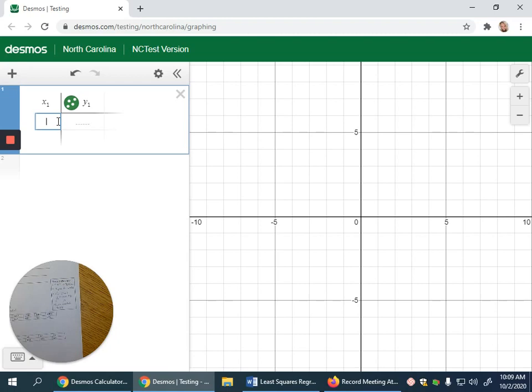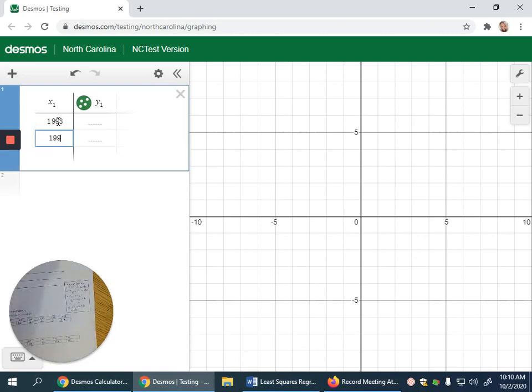Now, there are two different ways you can type in this particular data, because you'll notice that they're giving you years for the X values. I'm going to type it in one way, and I'll show you the other way you might have to type it in, okay? So we're just going to type in our numbers. We have 1993, and then 1994.